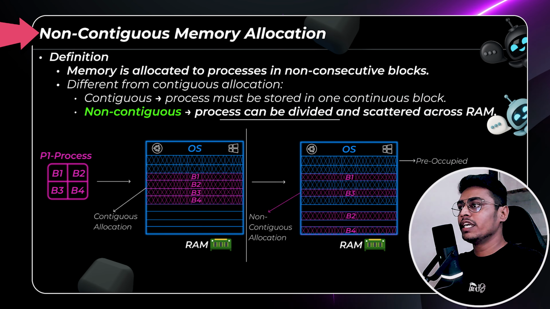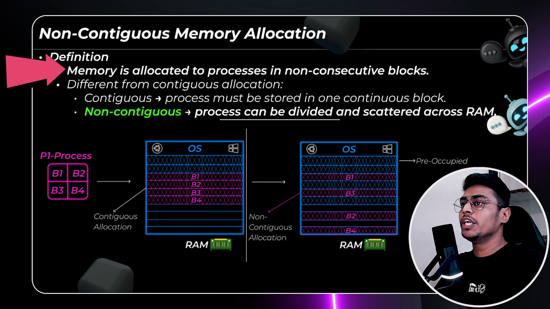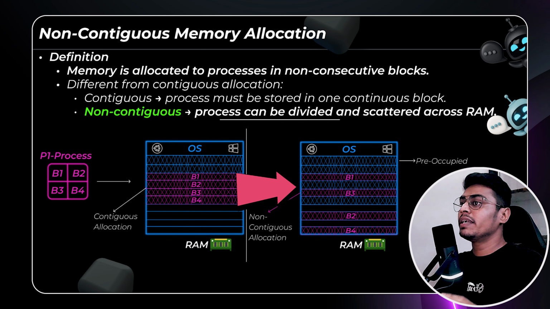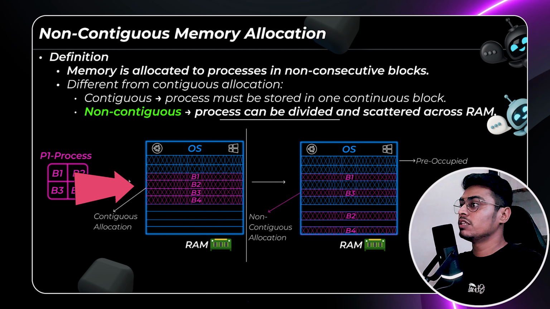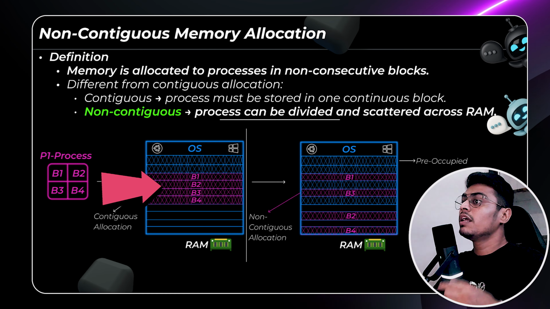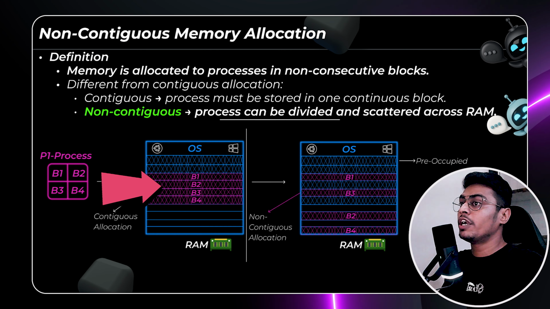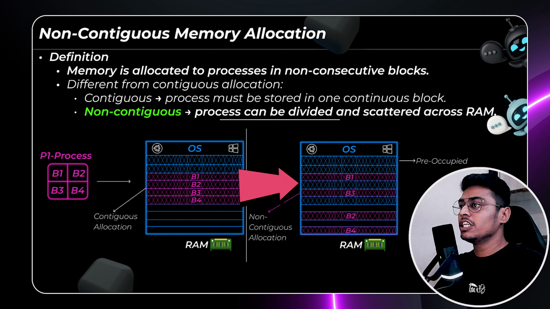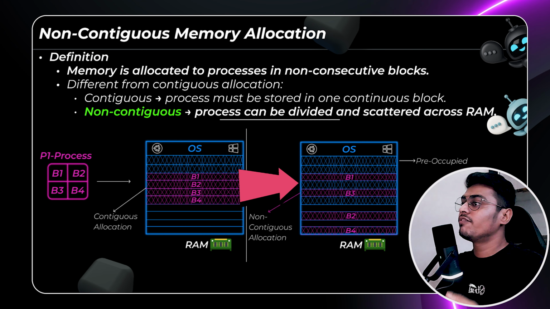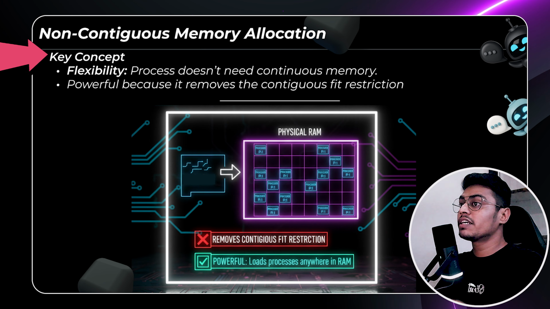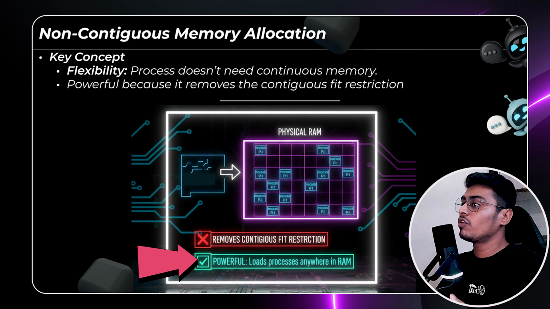Now in non-contiguous memory allocation, we are allocating memory to different processes in a non-consecutive manner. This is fundamentally different from contiguous memory allocation, where a process must be placed as one complete unit in a continuous block of memory. In non-contiguous memory allocation, a process can be divided and its parts can be placed in different locations throughout the RAM. This is the key concept that makes this approach so powerful and flexible.